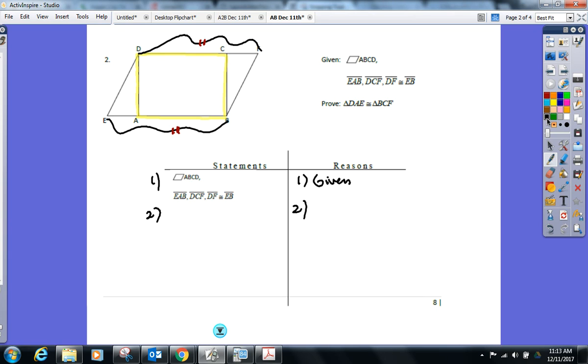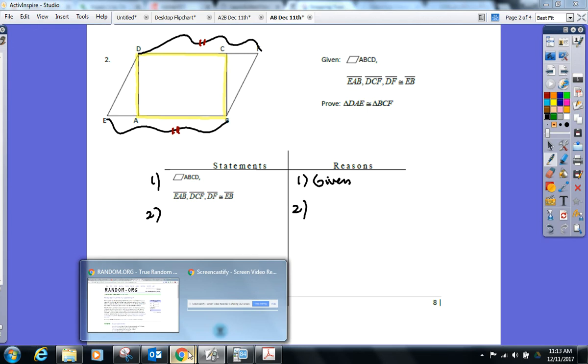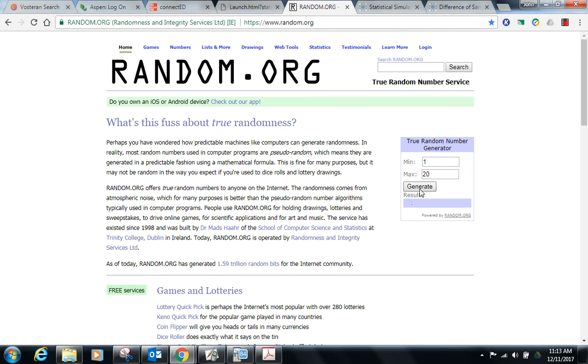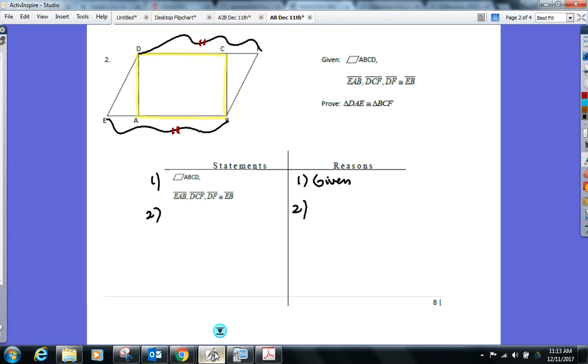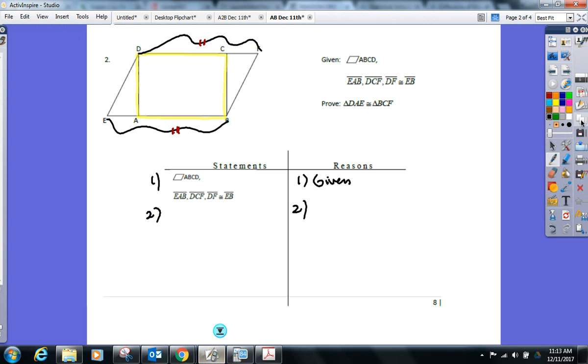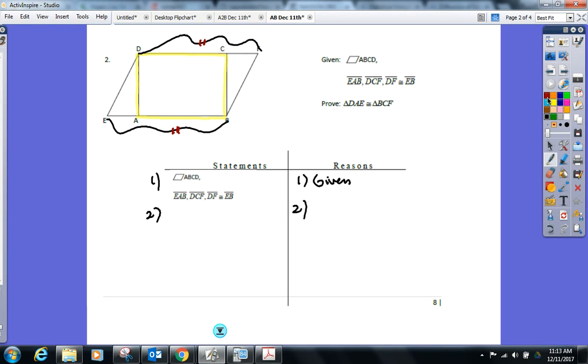I would always probably start with your properties of a parallelogram though. Is there any properties that I could apply to A, B, C, D that would get me sides or angles right now in those 2 triangles? Sides or angles, what are we looking at here? I'll take anything. Here we go, 3. I'm thinking that DC equals AB. The opposite sides are. Okay, hold on. DC and AB.